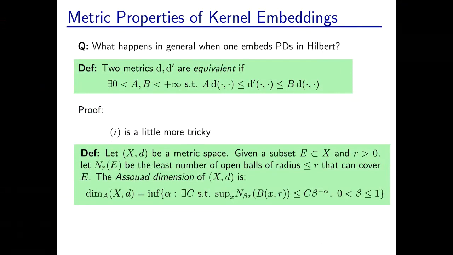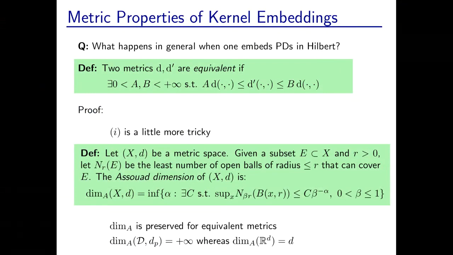This time, instead of using separability, we're using the so-called Assouad dimension, which is also sometimes referred to as the doubling dimension, and which roughly amounts to counting. You can estimate this dimension in a metric space X by fixing a ball of radius R and asking how many balls of radius beta R you need to cover this ball. Beta here is a coefficient between 0 and 1. Of course, in Euclidean space, the Assouad dimension is the dimension of the space, and this dimension is preserved by equivalent metrics.